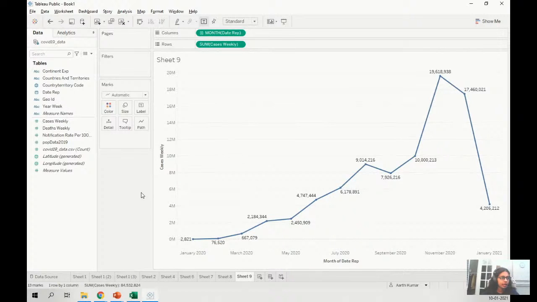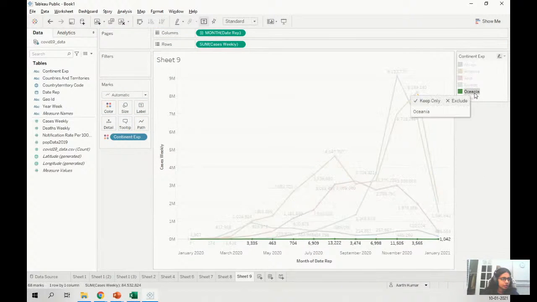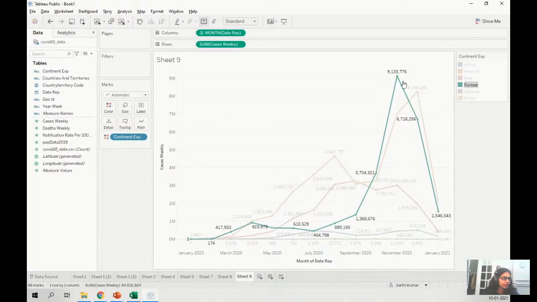Again, here you can add one more dimension. Let's say you want to look at the continent now. You can drag and drop it in the color so that you will see different lines. So for example, if we click on Oceania, it's almost like flat, close to the x-axis. And then Europe, the peak happened in November. Most of the countries went into a lockdown from November, and we are still in a lockdown. So there is a decrease from November to December.